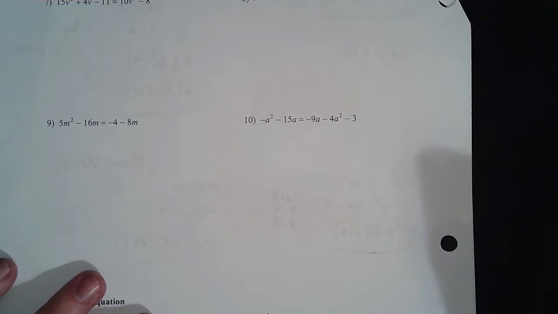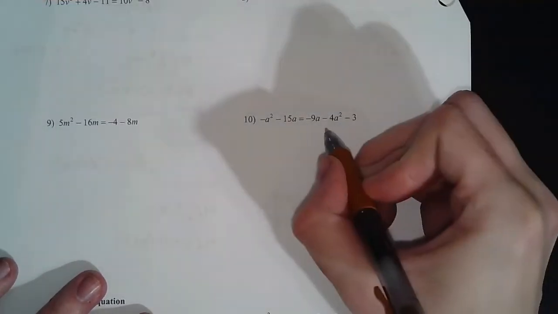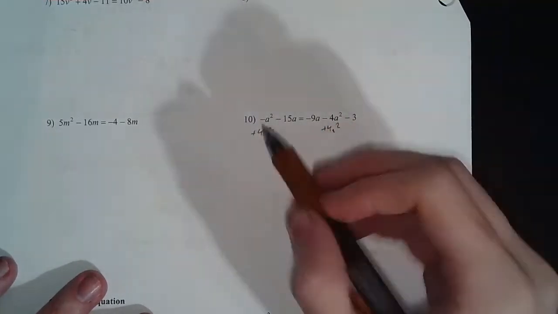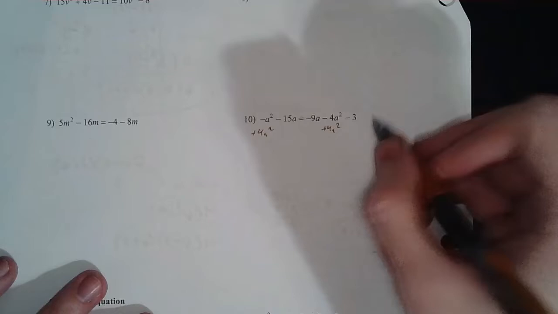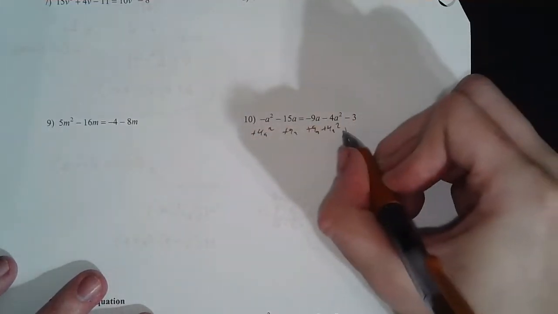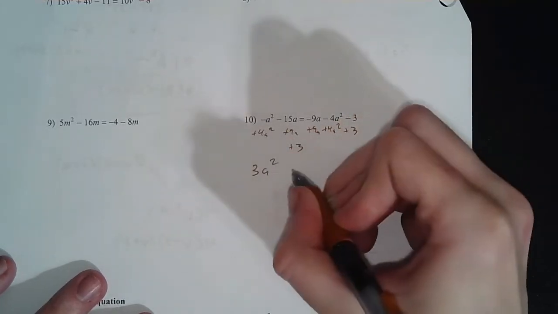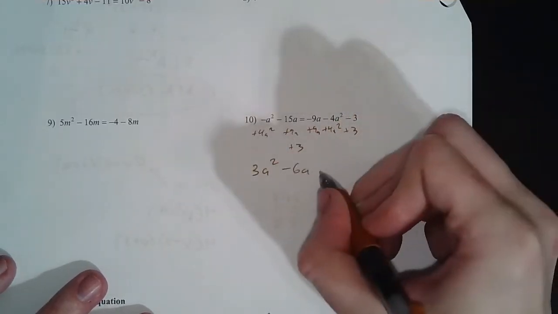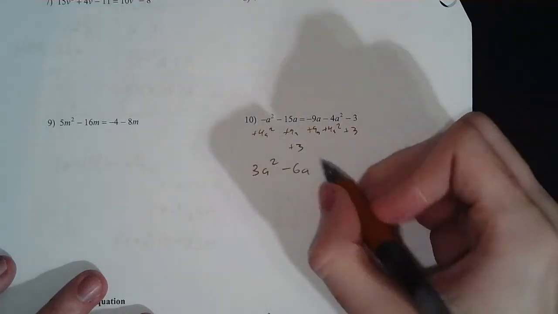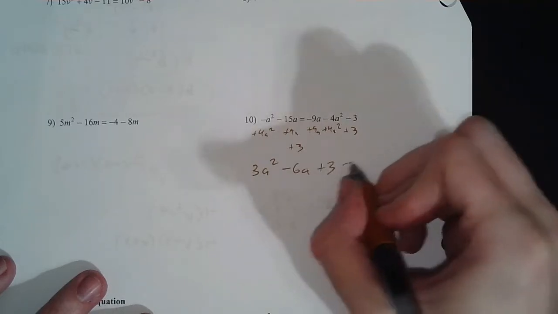All right, so we're going to go ahead and move everything to one side of the equation first. So I'm going to go ahead and add 4a squared to both sides. By the way, you could have added a squared to the other side too. I'm just moving everything to the left. So plus 9a, and then plus 3 and plus 3. So overall I get 3a squared minus 6a plus 3 equals 0.